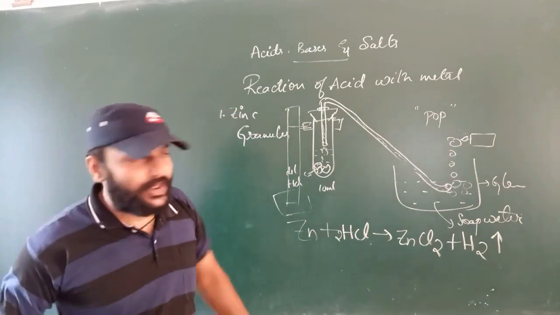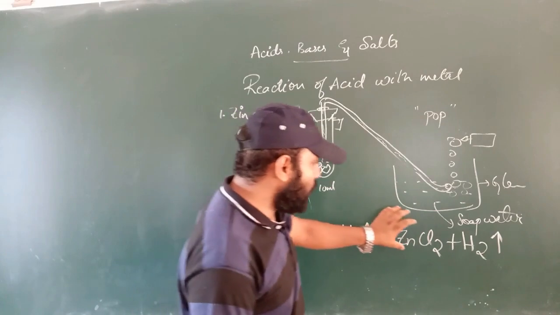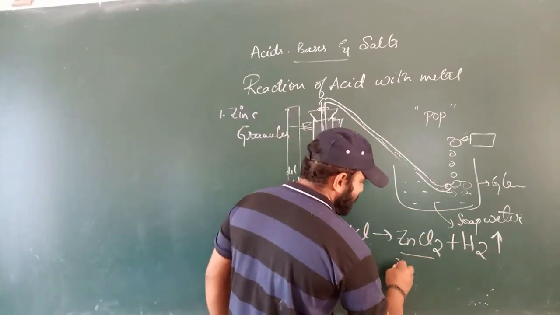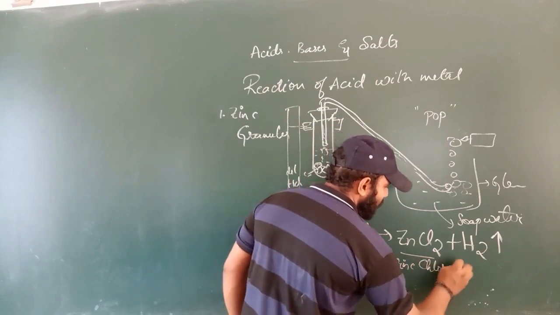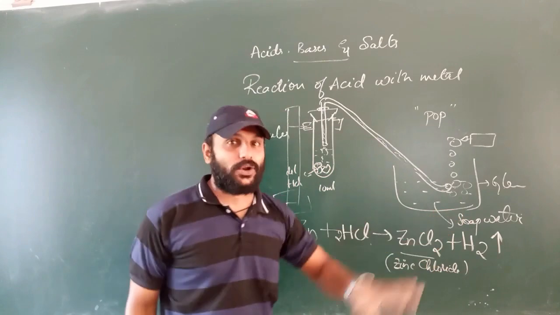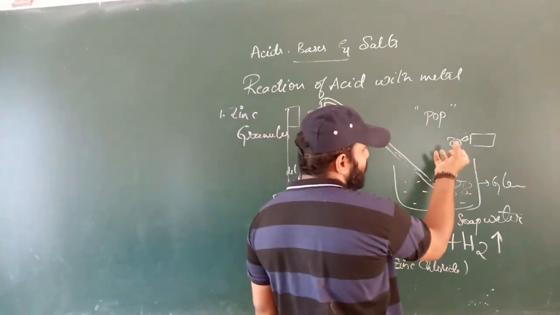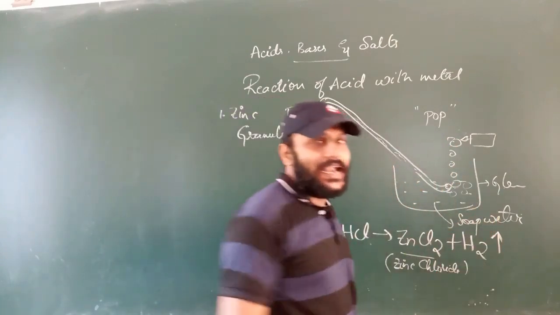So what we have seen here is, when zinc reacts with HCl, what are the products? ZnCl2 plus H2. ZnCl2 is called zinc chloride. Zinc chloride plus hydrogen gas. So whatever gas is formed, which makes that soap bubble burst with a pop sound, is nothing but hydrogen gas.